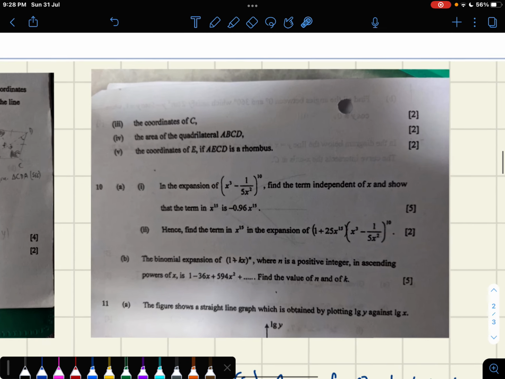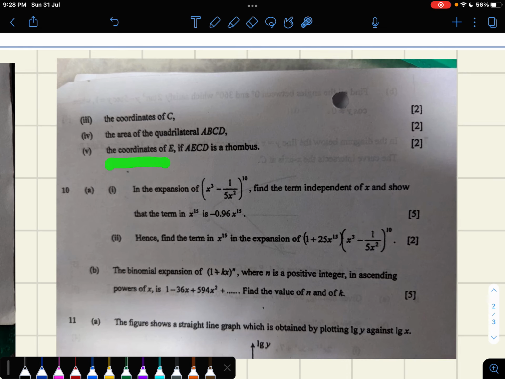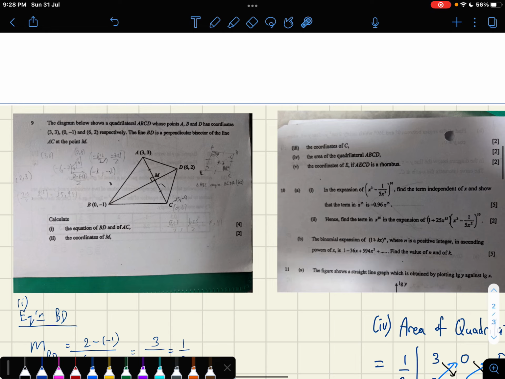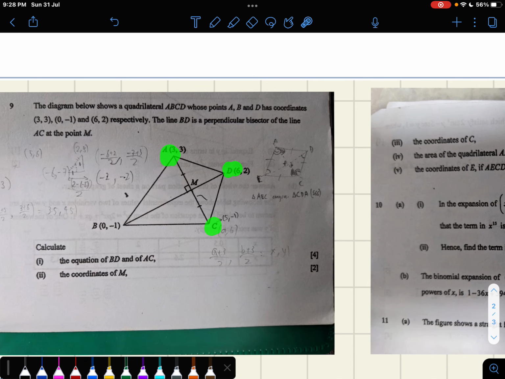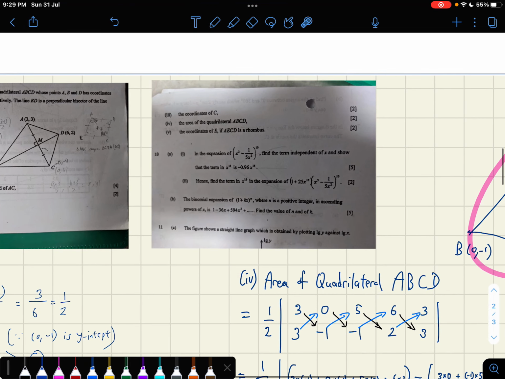Okay, next part, last part, part 5. Find the coordinates of E if AECD is a rhombus. So what is AECD? You have A here, C here, D here, where is E? What you notice is that with the original B, it's a kite. But now we consider a point E such that the shape we form is actually a rhombus. So what's so special about a rhombus? It's just a slanted square. If you start off with a square and make it slanted, all 4 sides are still equal, it's just that the angles are no longer 90 degrees everywhere.